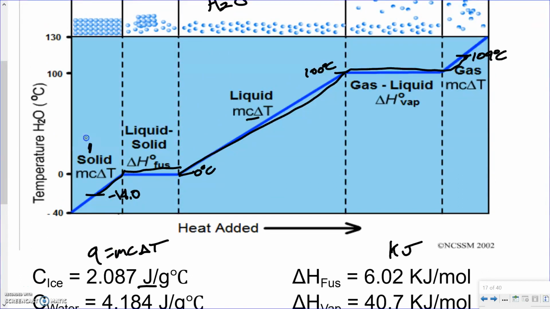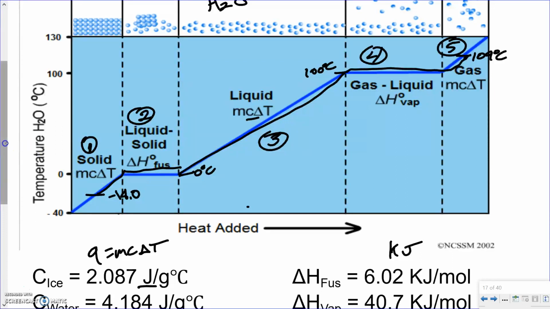So that's my first equation. I have 0 degrees Celsius to 0 degrees Celsius. That's our melting. That will be a second equation. 0 to 100 degrees will be a third equation. 100 to 100 will be our fourth. And then 100 to 109 will be our fifth. You won't always have that many, so don't panic. I'm doing a full-blown one so you can kind of see all the different pieces and how it works together.